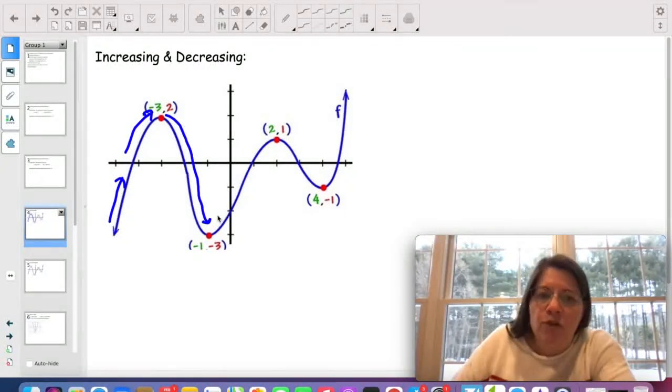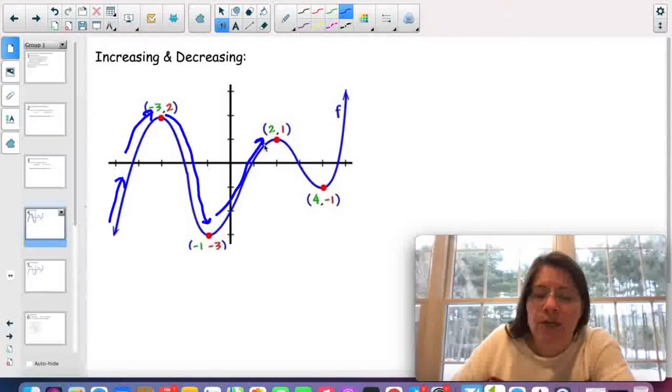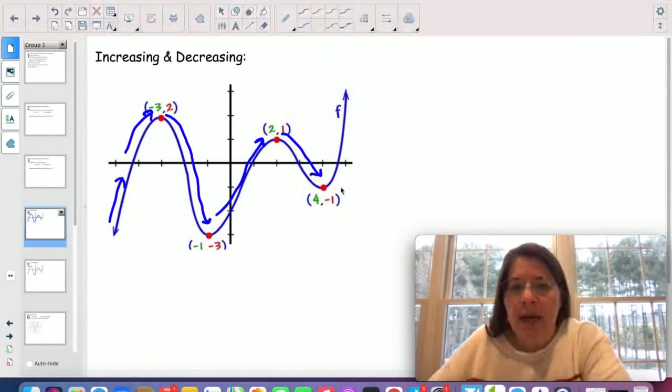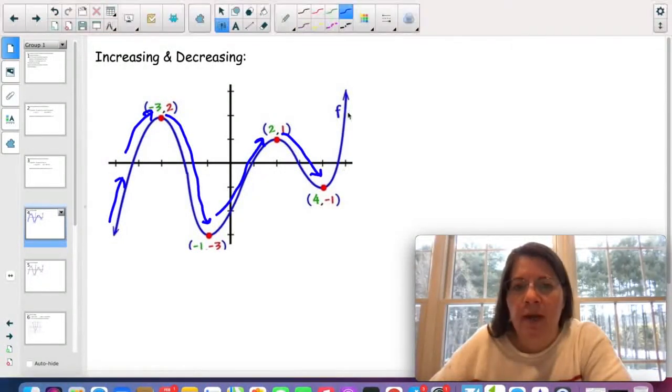Then it starts to increase again as we go from -1 to 2. As x goes from -1 to 2, it's increasing. The function then decreases again as it goes from 2 to 4. It decreases. And then this function increases again as x goes from 4 to infinity.